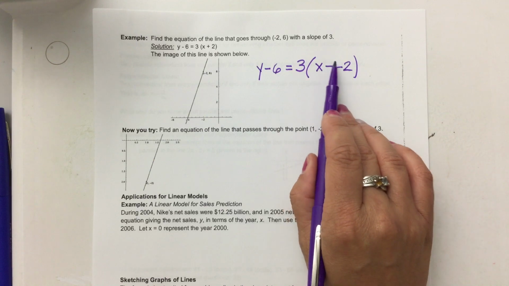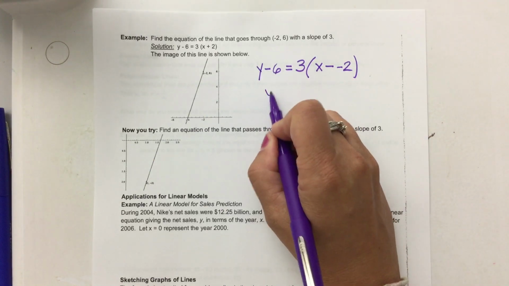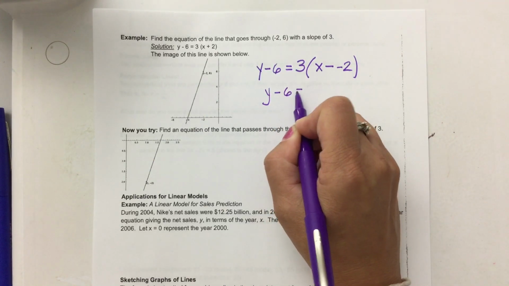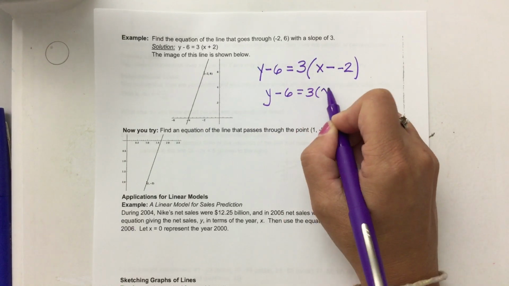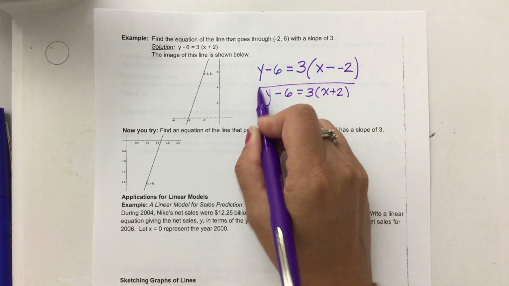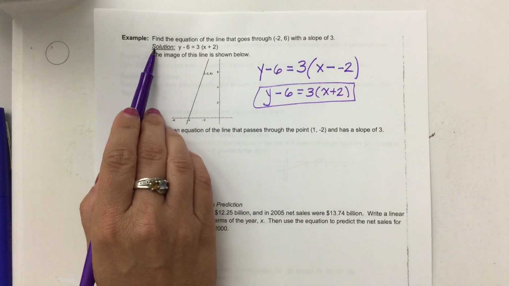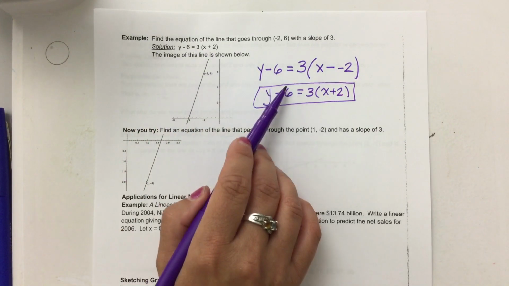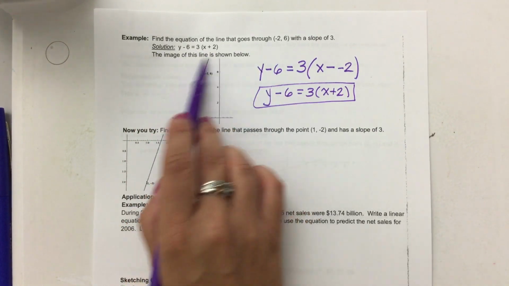So we would want to simplify this by changing that to addition. y minus 6 equals 3 inside of parentheses x plus 2. And again, this is the solution we should have gotten. We did, awesome. And this is what that graph would look like.